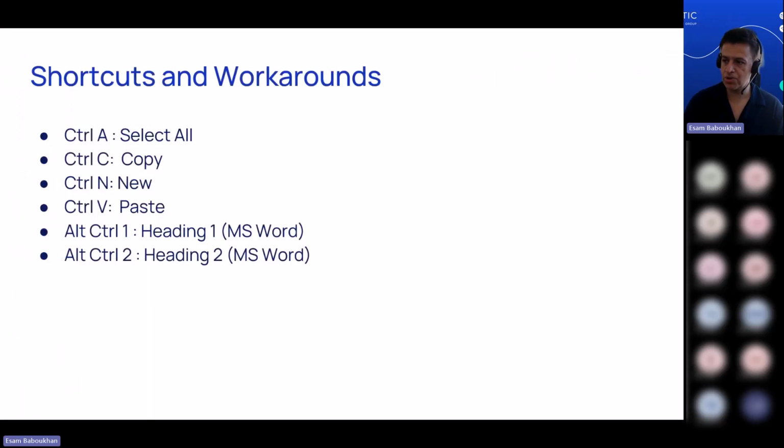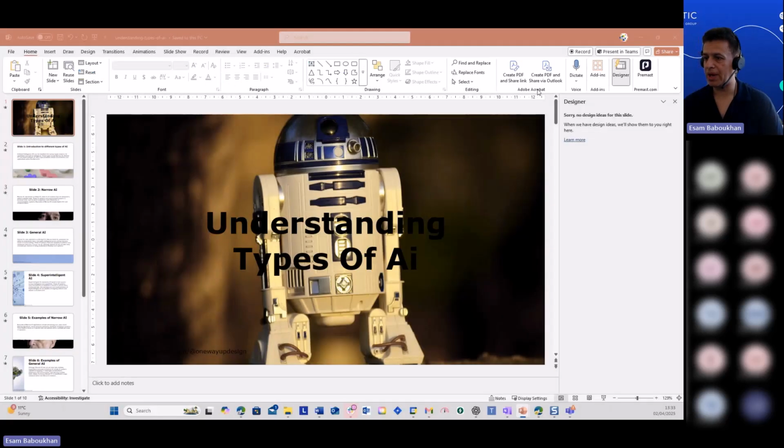So let me show you those shortcuts again. And this is where those shortcuts are going to be really useful. We're going to do a Control A to select all the slides, a Control C to copy them, a Control N for a new presentation, and then a Control V to paste. So let me show you how that works.